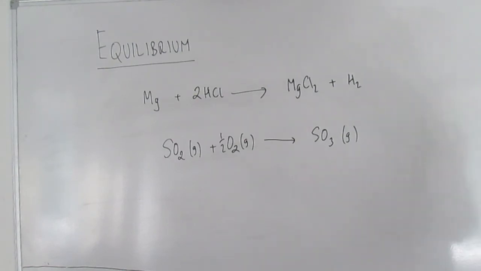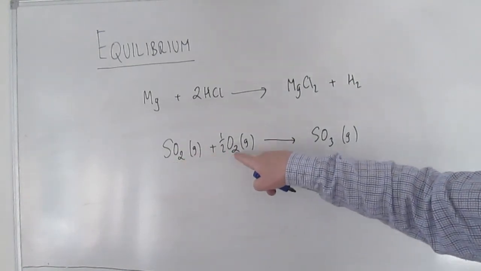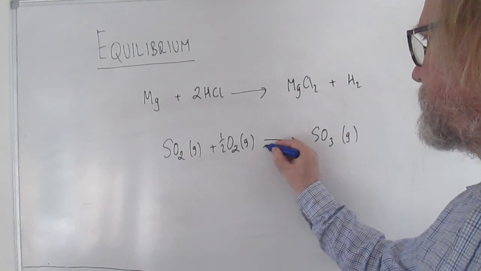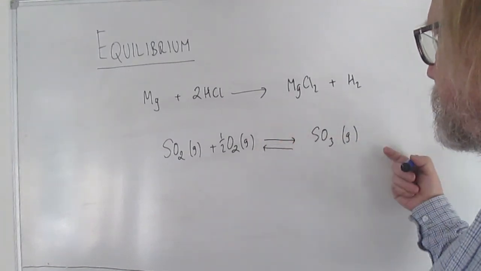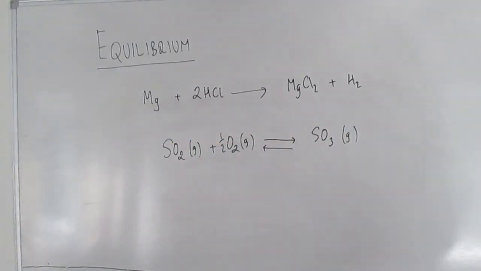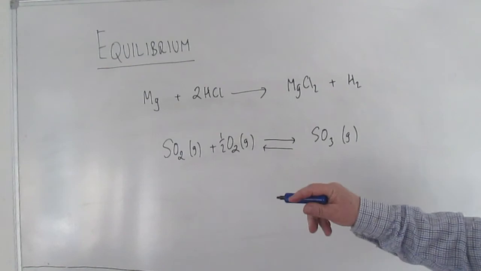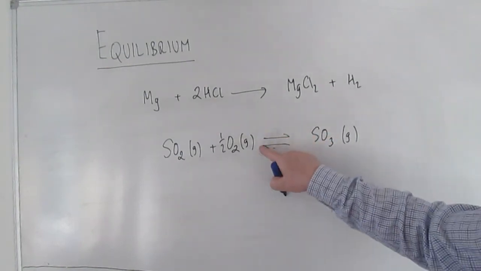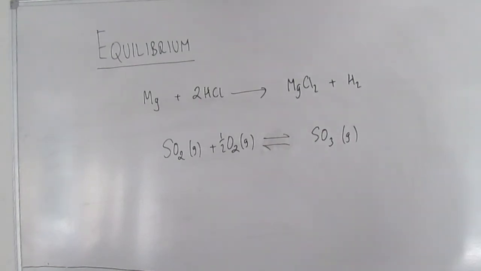But it turns out that that's a reversible process. So yes, SO2 can react with oxygen and make SO3, but there's also a tendency of SO3 to break up and go back the other way. And so you can write this as a reversible reaction. And normally, instead of writing the two full arrows like that, just to make it quicker, you write it like that to show that it's a reversible reaction.